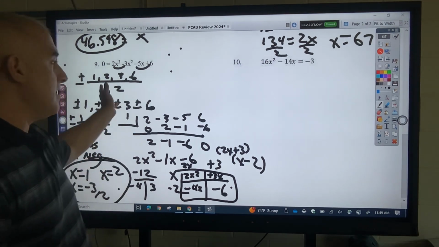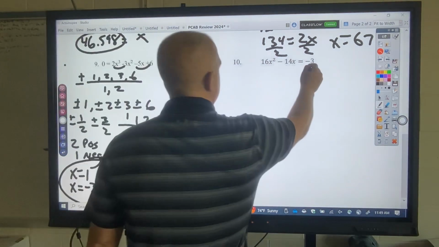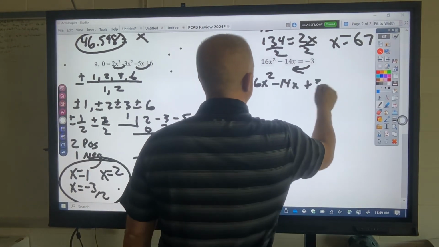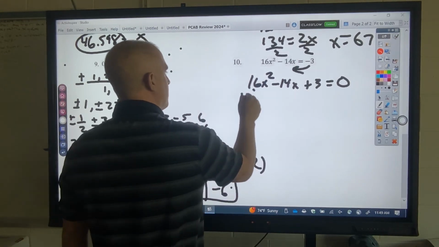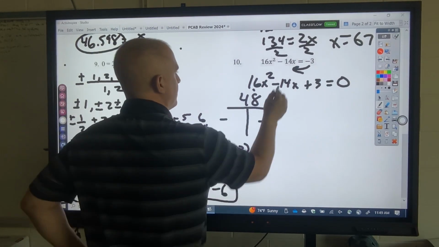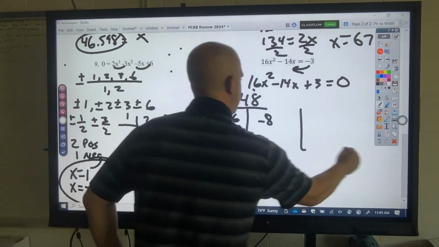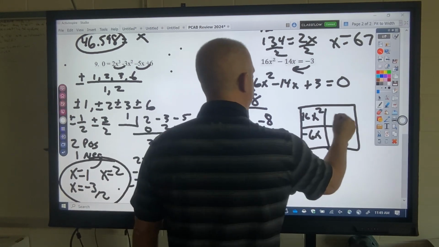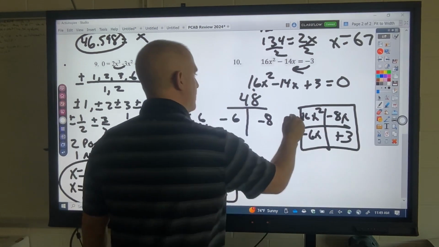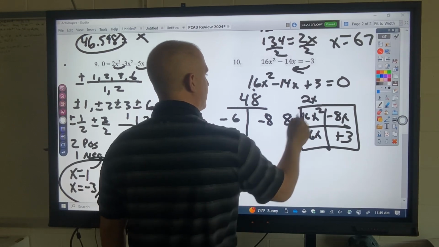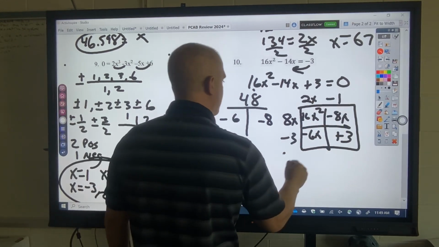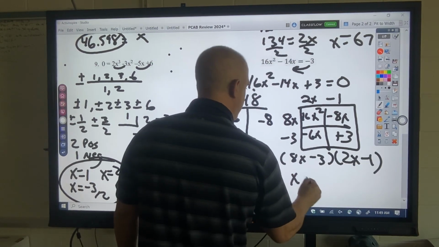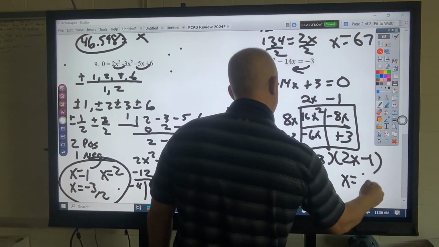Okay, if you wanted to keep with the synthetic division, you could. Okay, move that over here. It's 16x squared minus 14x plus 3 equals 0. This times this would give me 48. I got two negatives. Factors of 48 that would add up to that is that, negative 6 and negative 8. I got 16x squared minus 6x minus 8x plus 3. GCF would be 8x, 8x times 2x, 8x times negative 1, 2x times negative 3. So here are my factors. Solutions would be x equals 3/8, x equals 1/2.